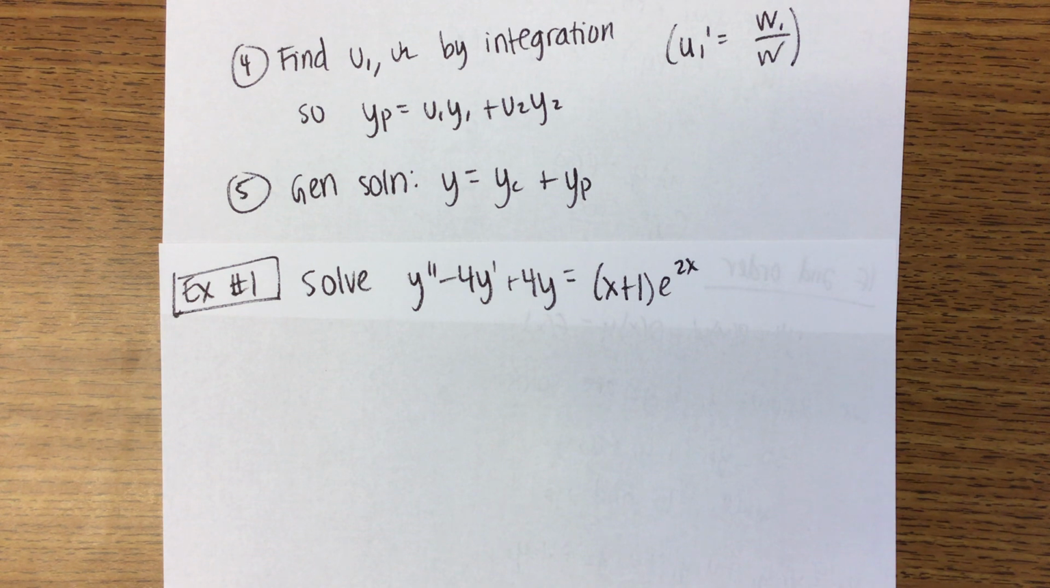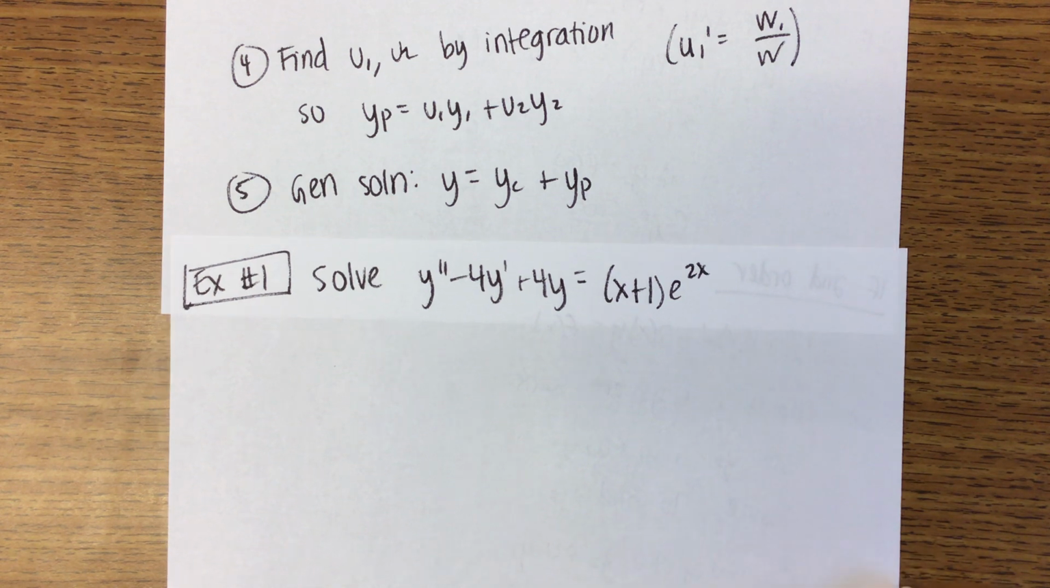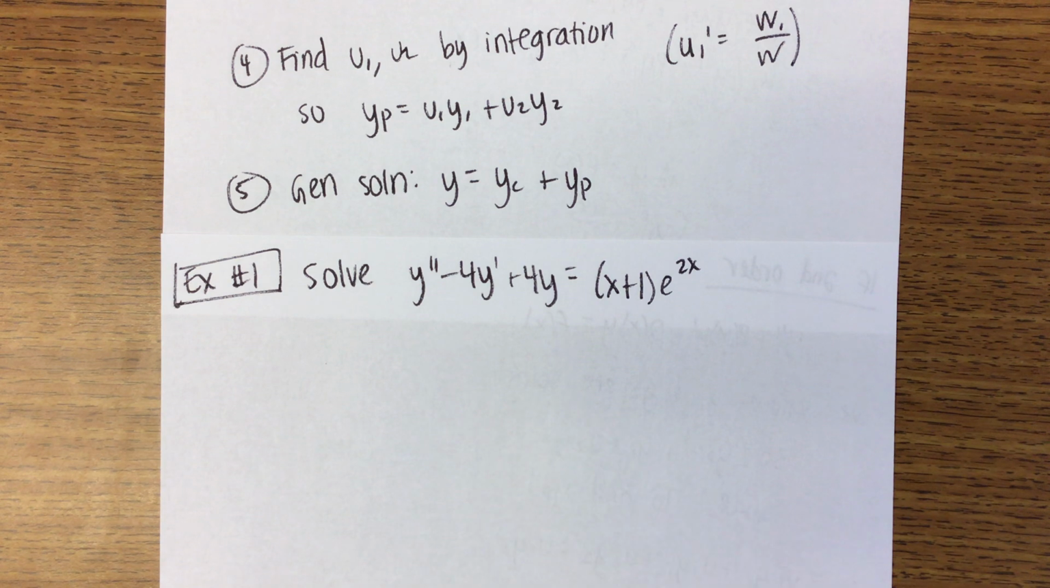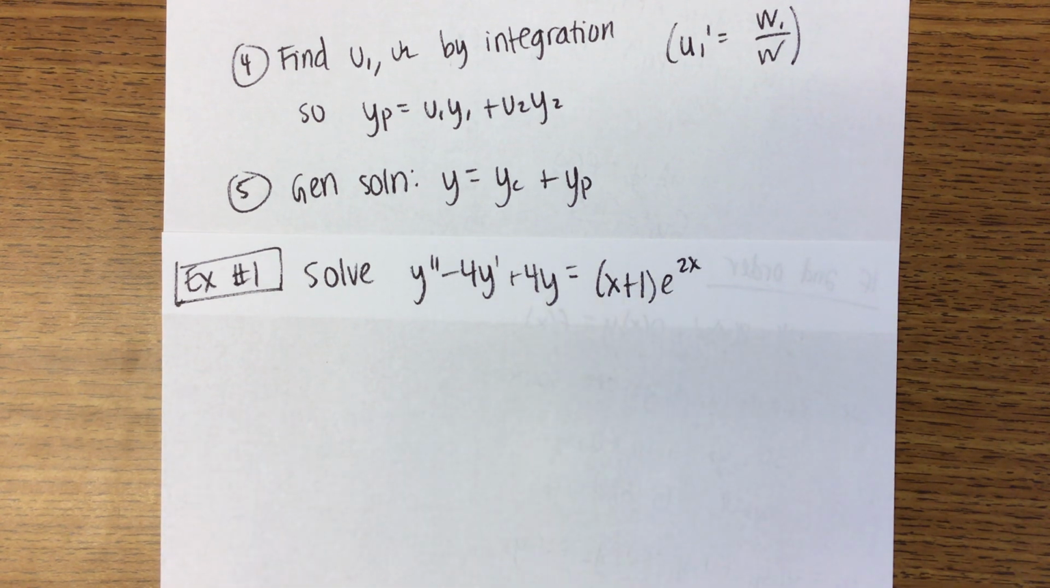Before we start solving, my first question to you is could you use the annihilator approach? I said the annihilator approach only works if you know how to annihilate this function. Do we know how to annihilate that? What would we use? D minus 2 squared. Okay, so you could use the annihilator approach, but we're going to use this new method.